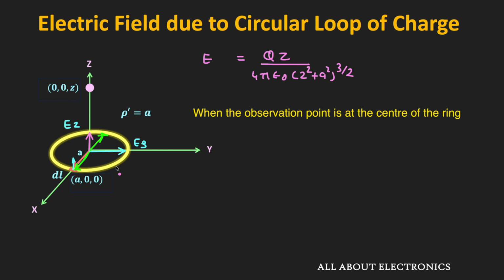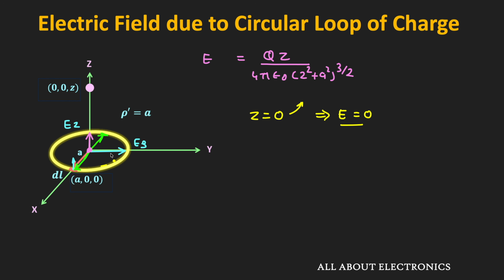One of the cases is when this observation point is located at the center of this ring. In that case, the z will become 0, because now our observation point is also located on the z equal to 0 plane. So in this expression the z will become 0, and in that case this E will also become 0. So from this we can say that the electric field intensity at the center of the circular loop of charge will be equal to 0.